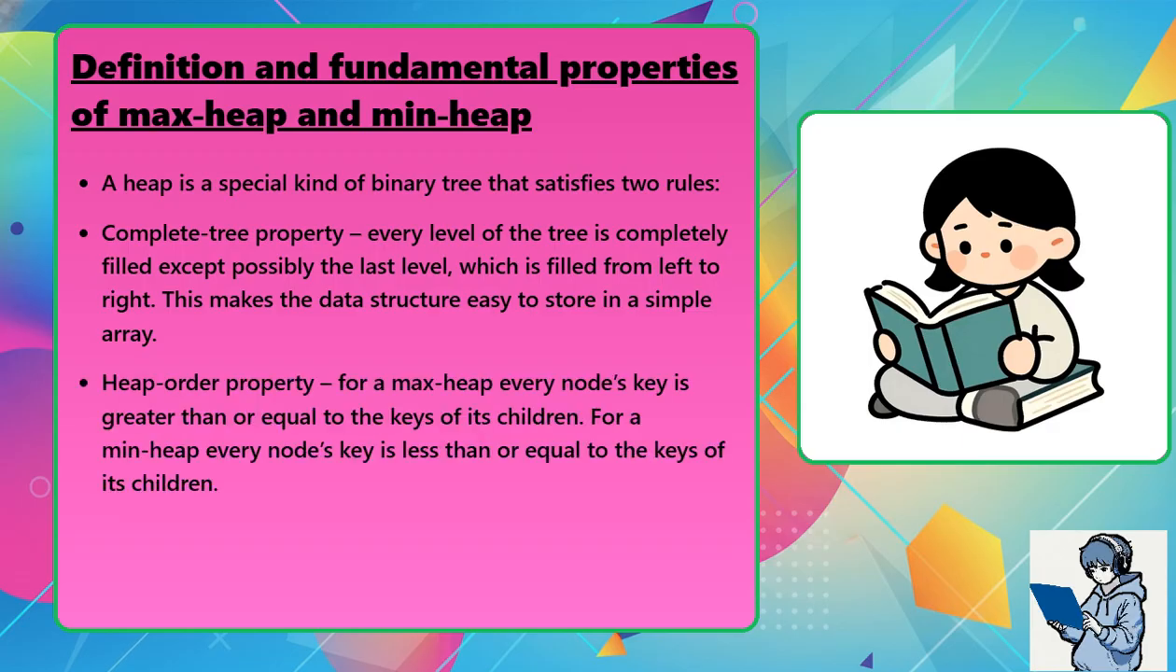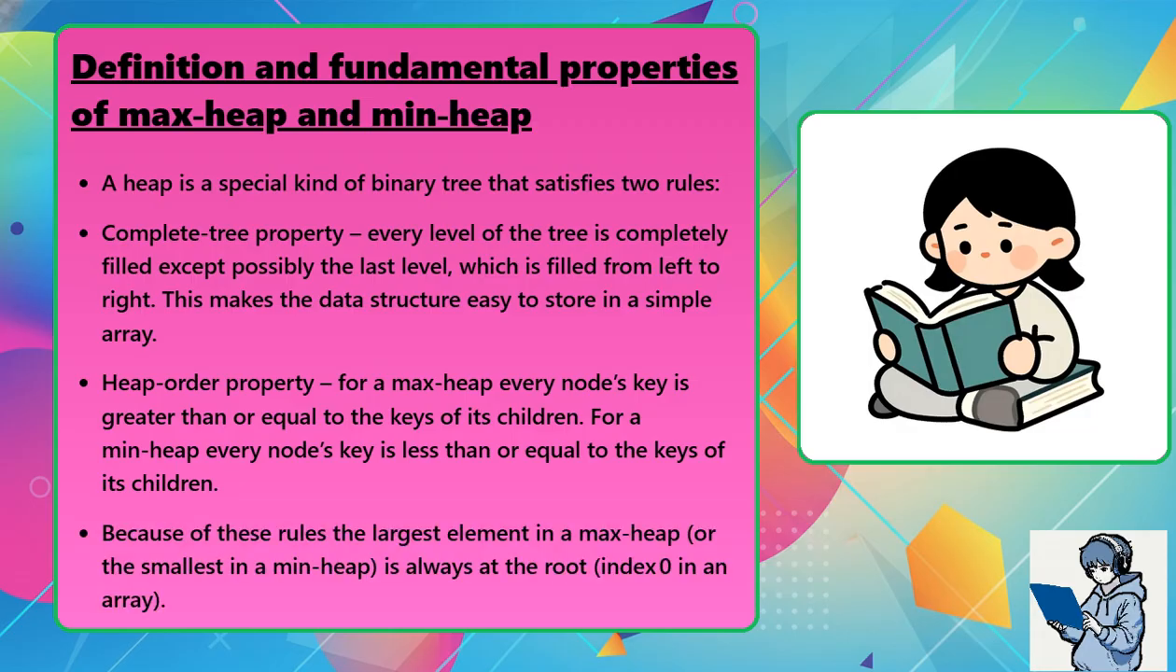Heap order property: for a max heap, every node's key is greater than or equal to the keys of its children. For a min heap, every node's key is less than or equal to the keys of its children. Because of these rules, the largest element in a max heap or the smallest in a min heap is always at the root, index 0 in an array.